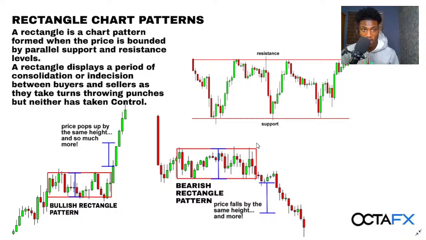But these chart patterns form at all time frames. So there's no specific time frame where they do or don't form. The same thing applies to the bullish or bearish rectangle chart pattern. If you're getting your take profit levels or your target levels, you use the same height from the initial rectangle pattern to determine your take profit levels.